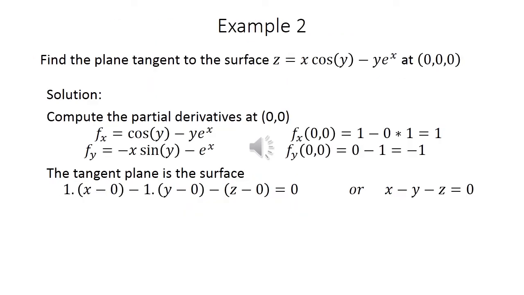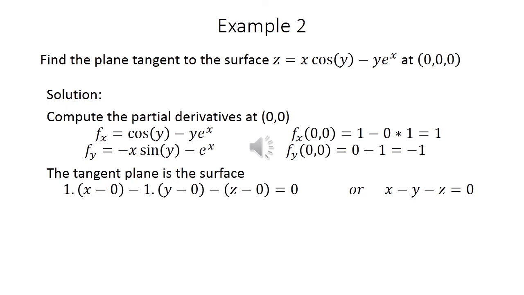Consider the following example. Find the tangent plane to the surface z equals x times cosine y minus y times e to the power x at the point 0, 0, 0. To solve this example, first we should compute the first derivative of f with respect to x and the first derivative of f with respect to y, and compute these partial derivatives at the point 0, 0.